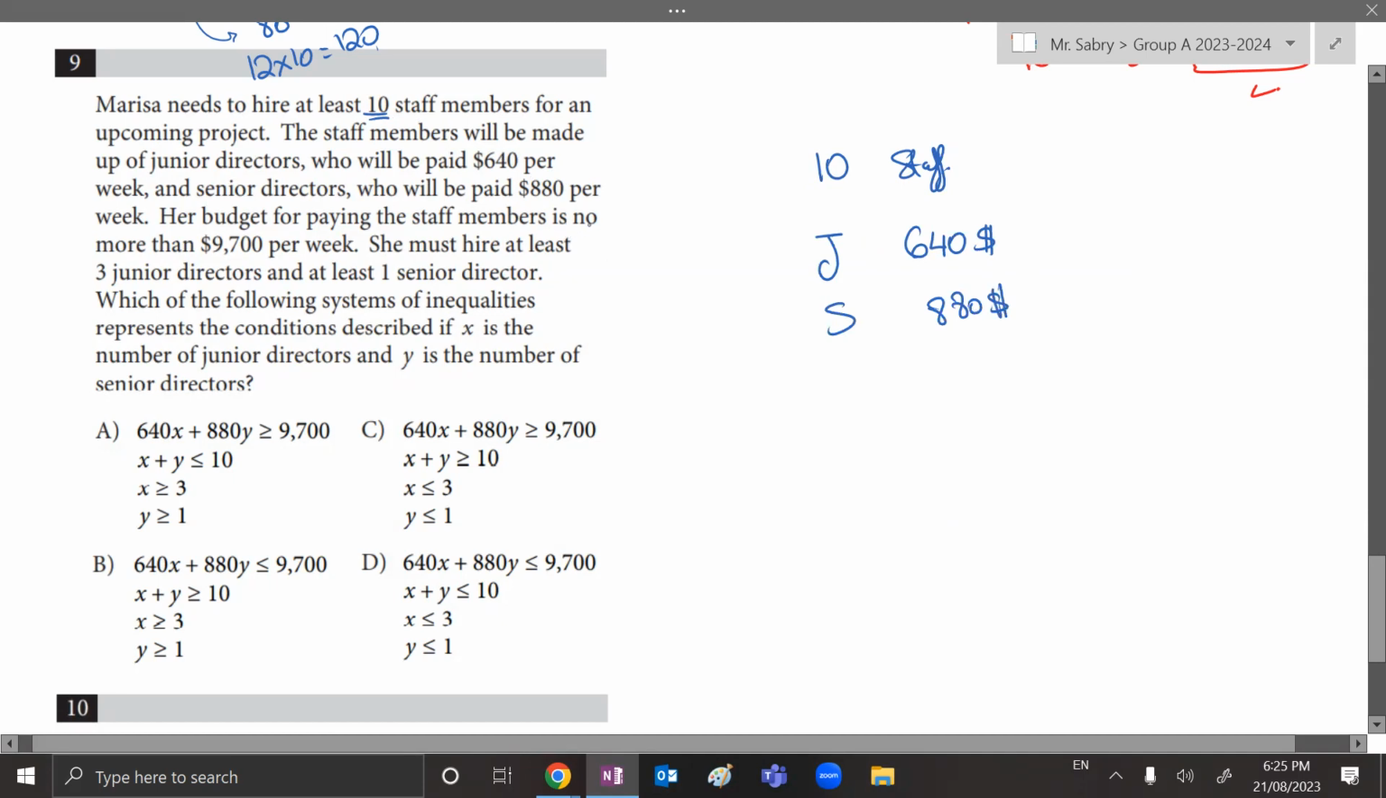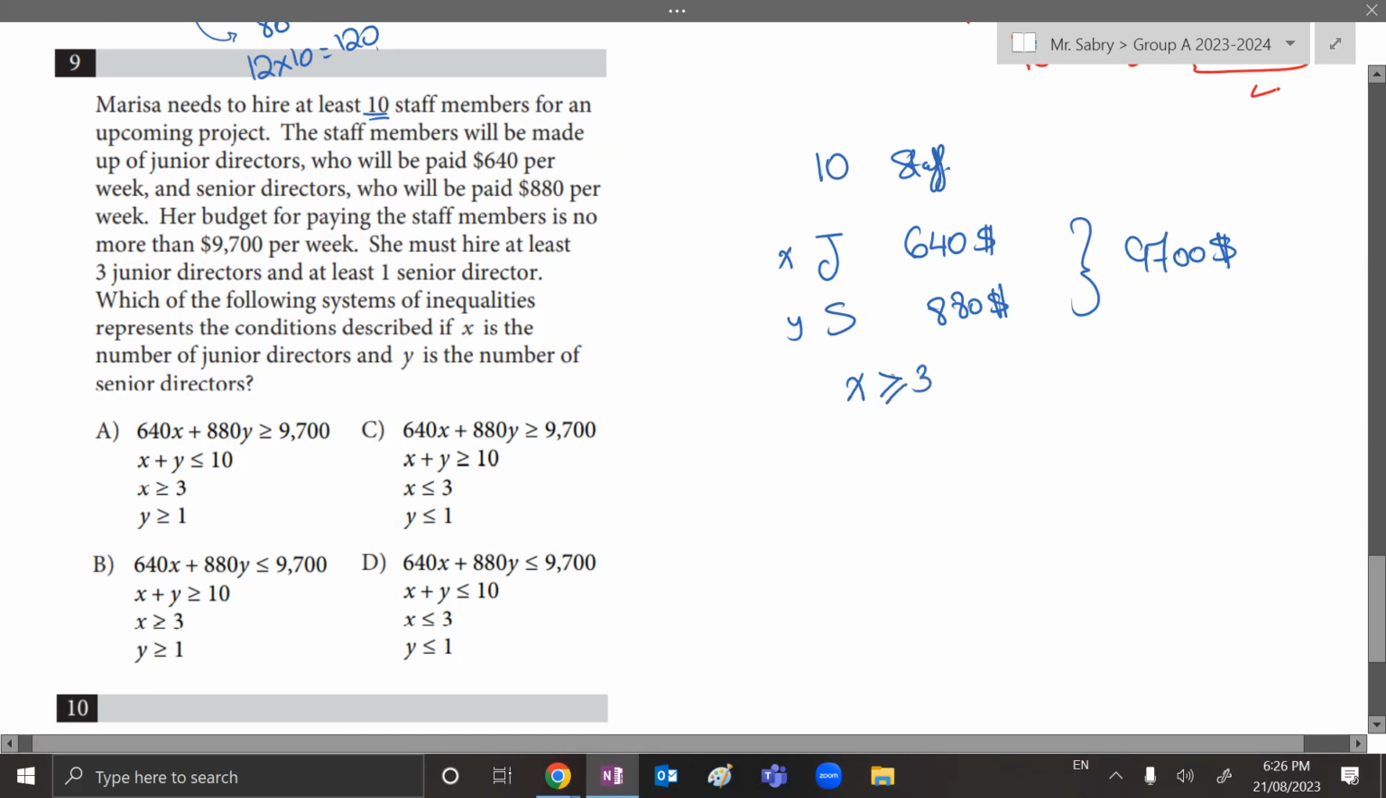Her budget for paying the staff entirely كلهم على بعض is supposed to be $9,700 per week. That's all of them together, juniors and seniors. She must hire at least 3 juniors. The juniors اللي هم ال J اللي هم let's say I'll give those X or those Y. The juniors اللي هم ال X needs to be at least 3. So it needs to be bigger than or equals to 3.